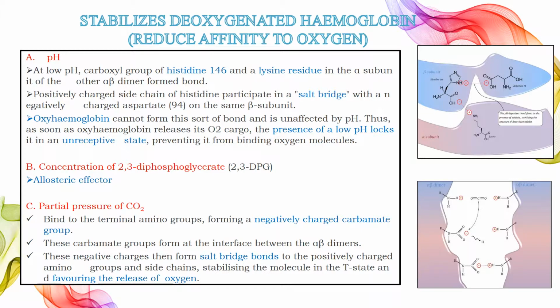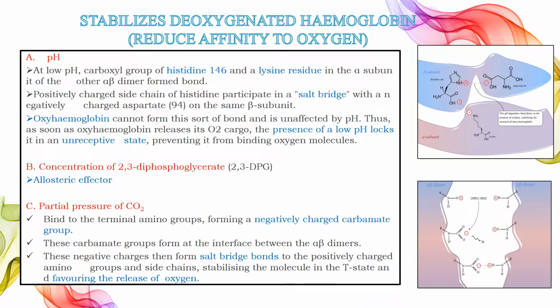At low pH, the carboxyl group of histidine 146 and a lysine residue in the alpha subunit of the other alpha-beta dimer will form bonds. The positively charged side chain of the histidine will participate in a salt bridge with a negatively charged aspartate on the same beta subunit. Oxyhemoglobin cannot form this sort of bond and is unaffected by pH. Thus, as soon as oxyhemoglobin releases its oxygen cargo, the presence of a low pH will lock it in an unreceptive state, preventing it from binding oxygen molecules.